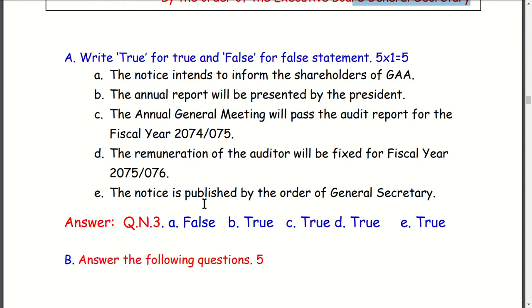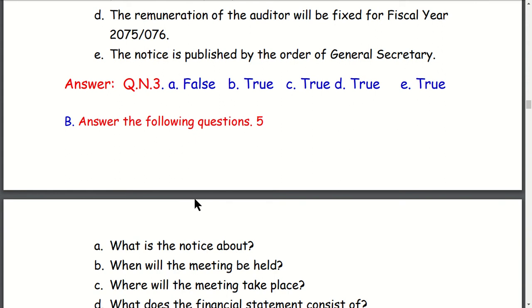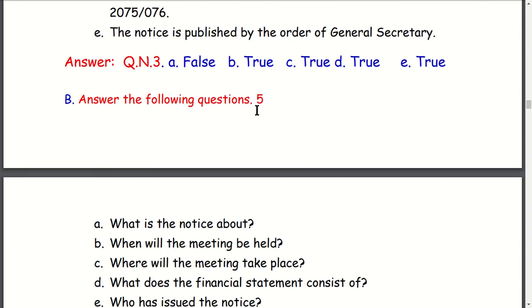And 5 marks is here. It is very easy to secure marks in the examination. You don't have to feel any difficulty here. Very easy. Now answer the questions, question number 5. These are 5 questions, and 1 question carries 1 mark.